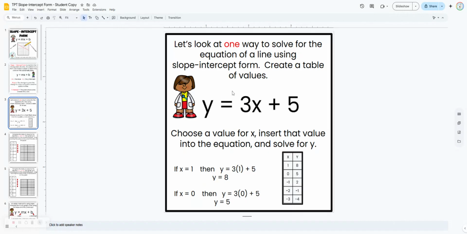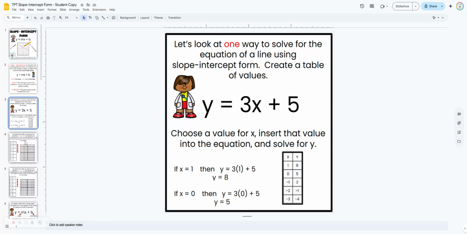So students are given an equation. One way we can determine the line and what that line is on the coordinate plane is to create a table of values. So we're going to choose values for x, place them in place of x in the equation, and then solve for y. So if x were 1, we'd have 1 times 3 is 3, plus 5 is 8. So if x is 1, y is 8. If x is 0, then we have 3 times 0, plus 5 is 5. And that gives us some coordinates that we can plot on the coordinate plane.